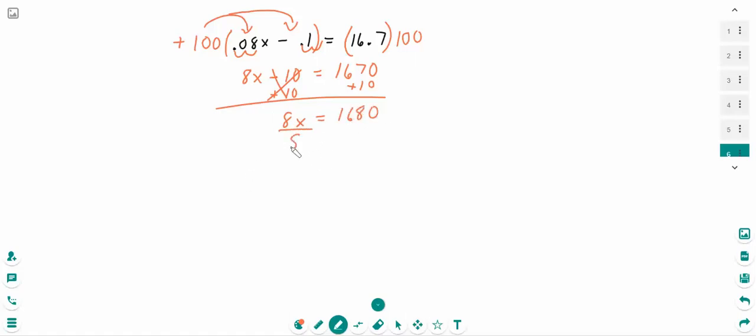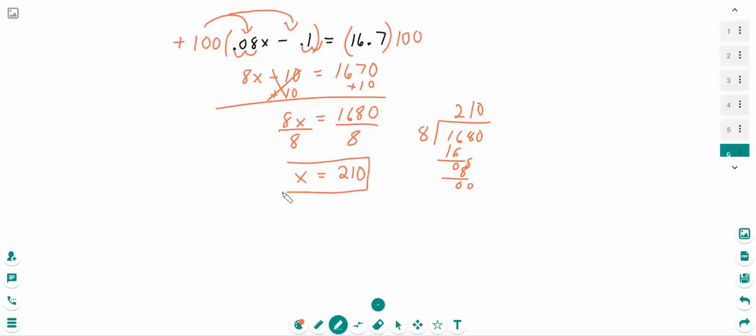And then we can divide both sides by the 8, and we get, well, what's 1680 divided by 8? Well, it's going to be a 2, which will give us the 16, right? And then it's going to be a 1 to get the 8, and then, of course, a 0. So it's going to be 210, right? So x equals 210. Didn't that work out nicely? All right? That is how we make these decimal problems just a little bit simpler.